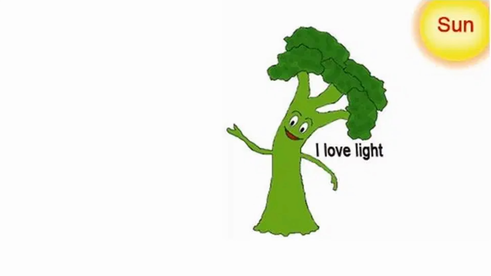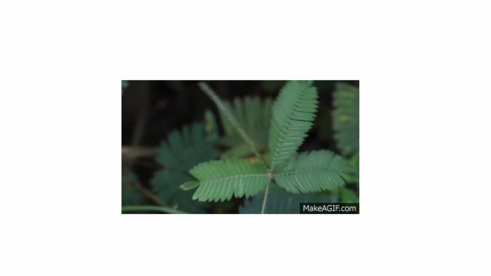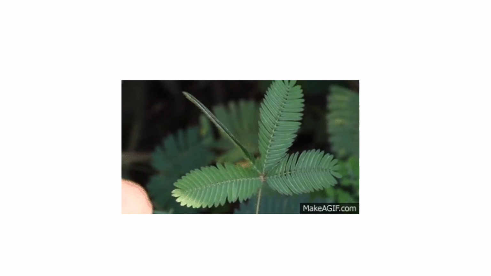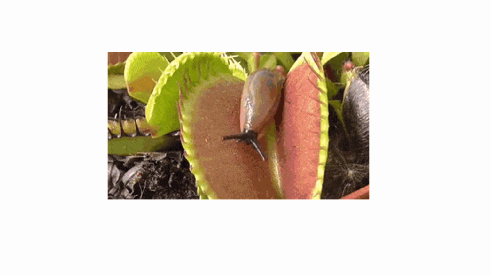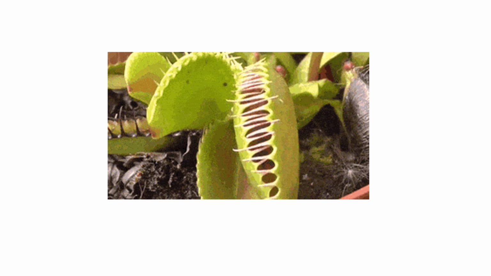Since plants get all their requirements at one place, they do not need to move from one place to another. However, leaves and flowers of some plants show movement. For example, leaves of touch-me-not plant fold when touched, and a Venus flytrap moves to trap the insects. Whereas non-living things do not move by themselves.